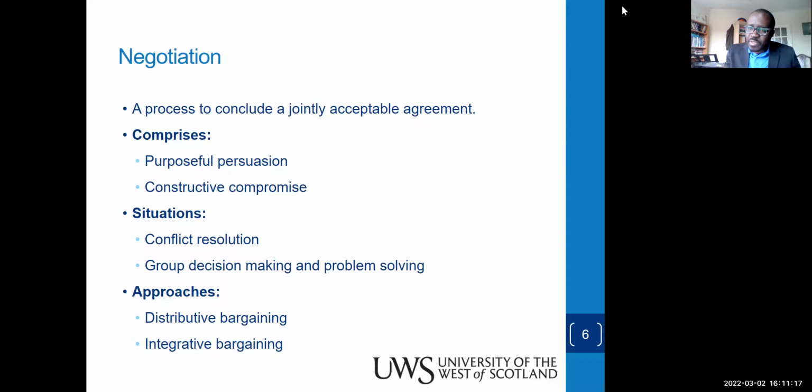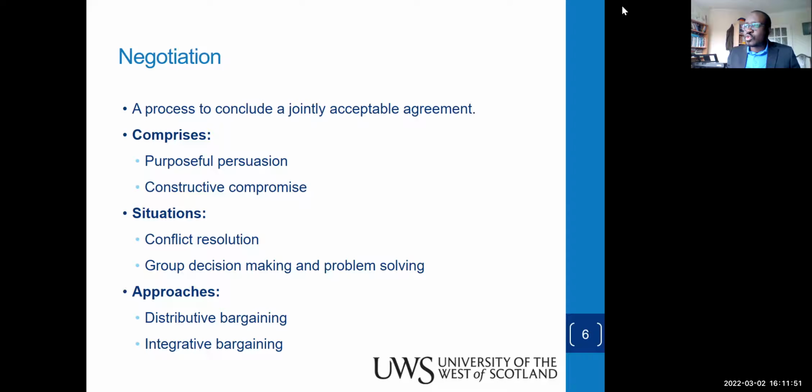Okay. Then we have constructive compromise. Constructive compromise deals with a situation where parties identify a common ground. Where are the red lines? Which ones are less important issues on which compromises could be reached? So those are the two in terms of the approaches: the purposeful one and then the constructive compromise.